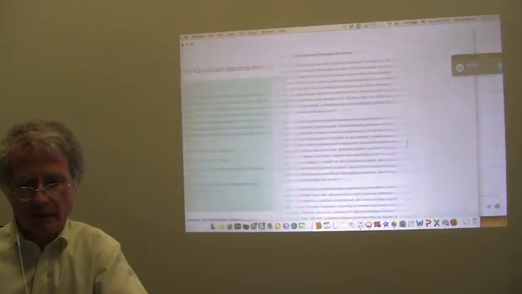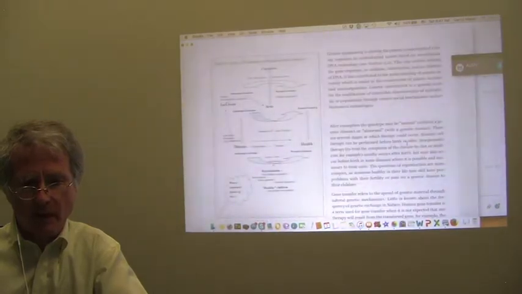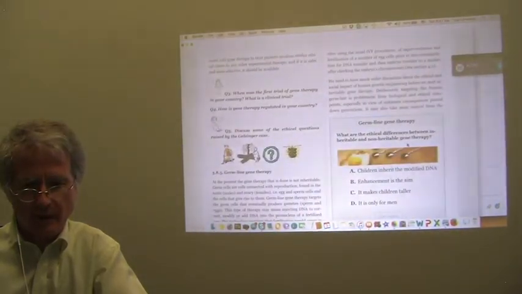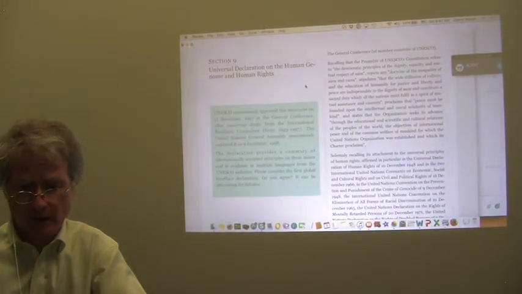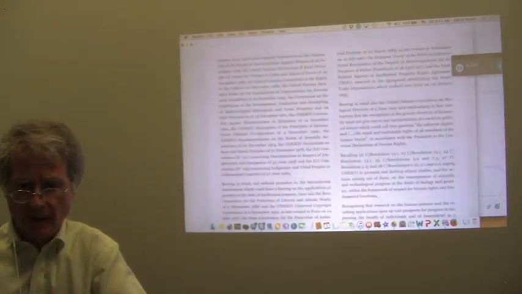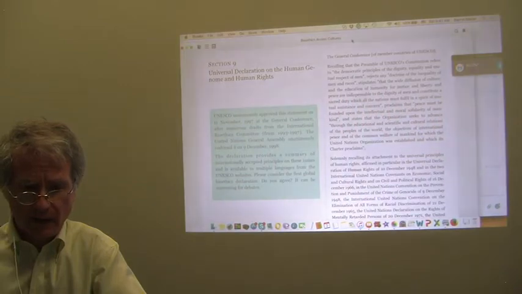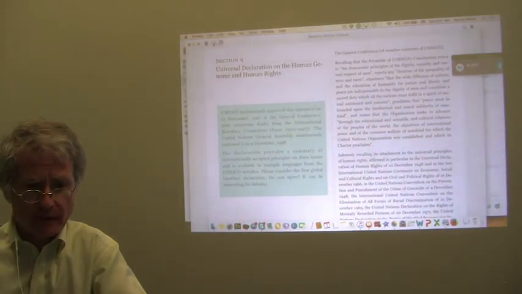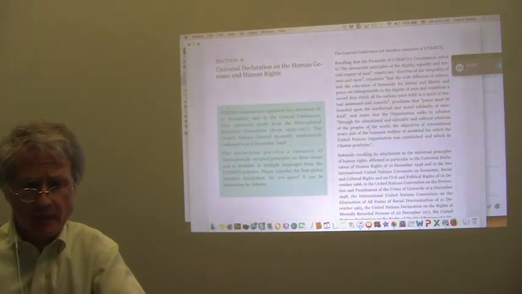So that is the end of the chapter on genetic privacy. I want to just look at several articles in the Universal Declaration on the Human Genome and Human Rights. Now this is in section 9, and you can see this section 9 is on page 194.